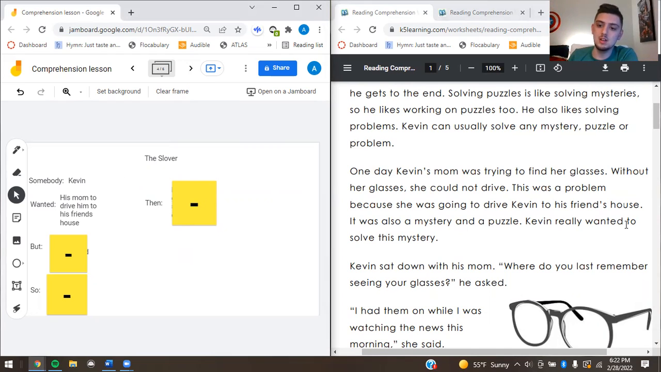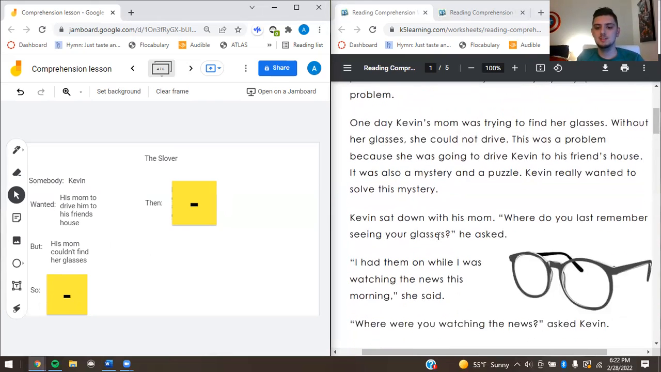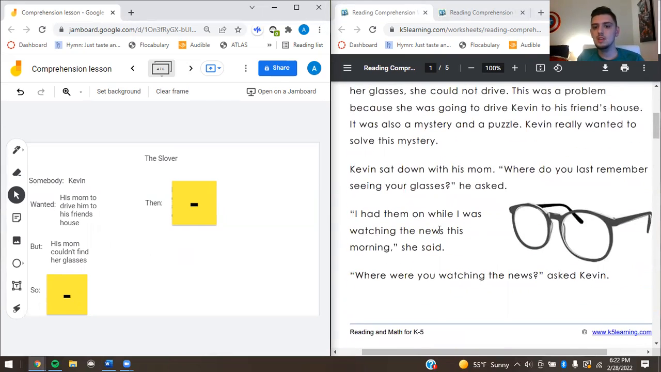And the problem, as it goes back here, is that because his mom doesn't have her glasses, she cannot drive. So his mom couldn't find her glasses and therefore couldn't drive Kevin to his friend's house. So we're going to read on further and try and figure out what the so would be for this. Kevin sat down with his mom.